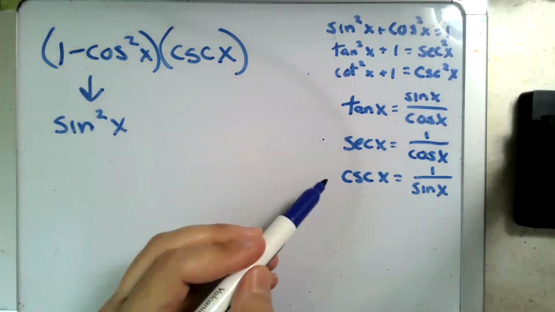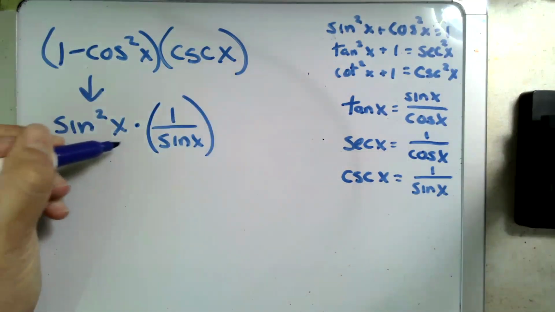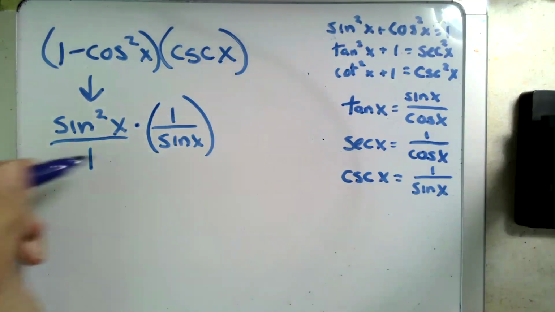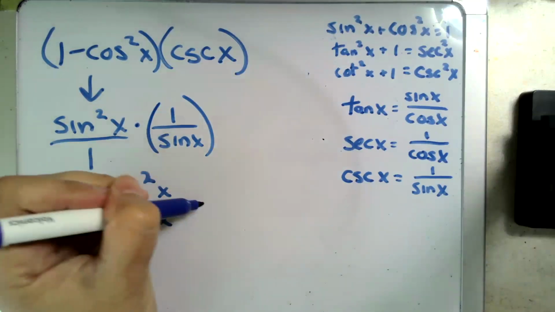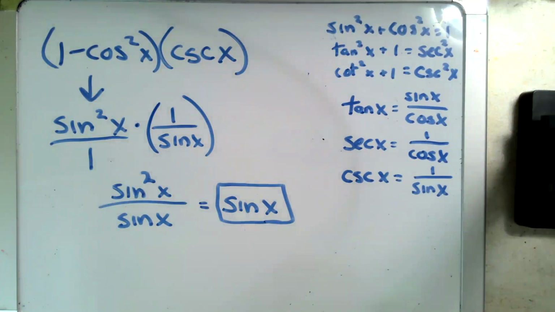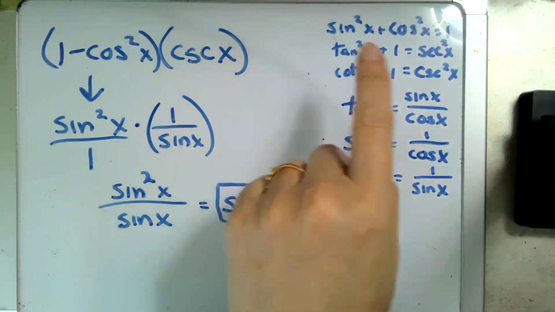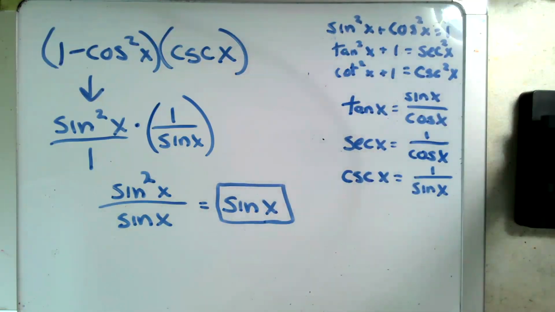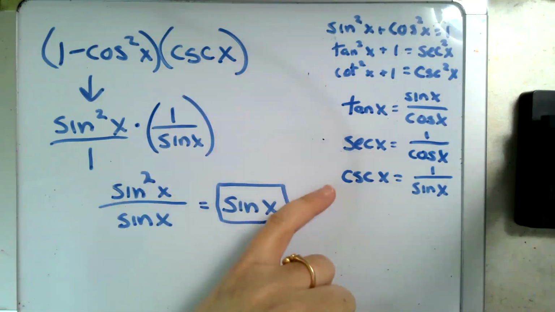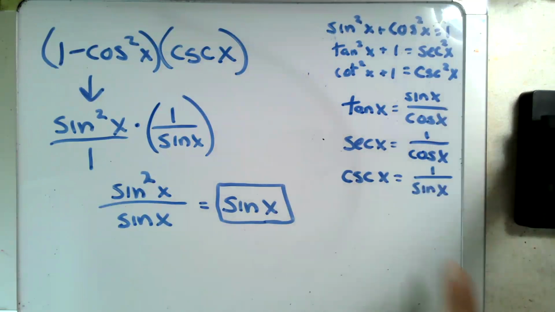And I know that my cosecant is 1 over sine x. So if I were to multiply these two together, I get sine squared x over sine x, which simplifies to sine x. So those are 3 great examples of how to begin to simplify using your trigonometric identities, and specifically how to note when you have a squared term, you're looking to these first 3 formulas. And whenever you have a tangent, secant, or cosecant, you have the option to convert and make everything sines and cosines to then use your big fat algebra skills and simplify.